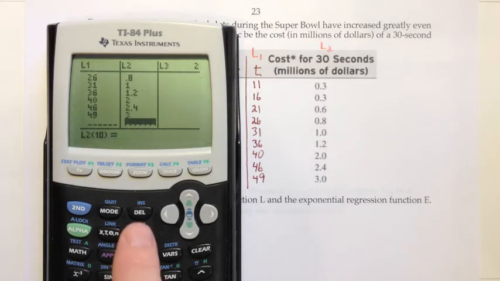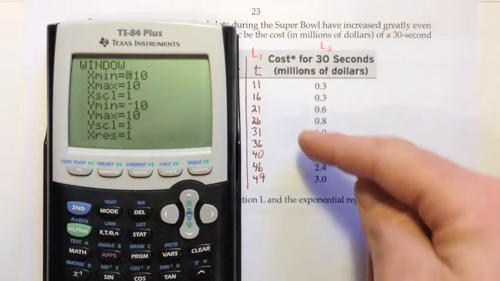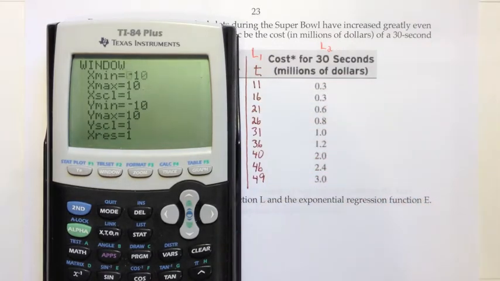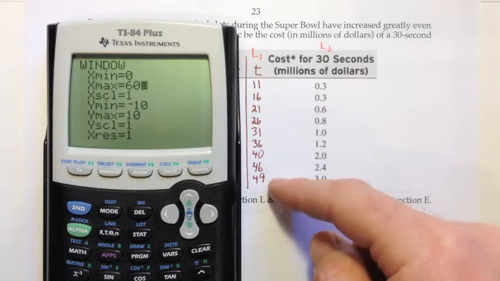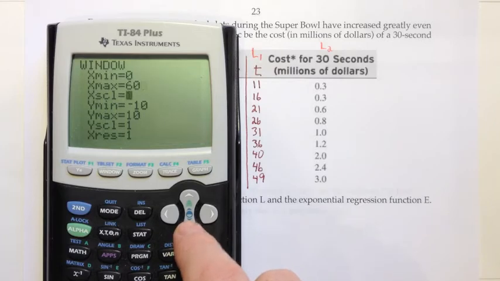But before I do a scatter plot, I want to make sure my window is correct. So I'm going to go to the window settings. Right now it's set for -10 to 10, but my input values go from 11 to 49. So it might be more appropriate to go from like 0 to 60. It's a little below this and above that, giving 10 years about, roughly, on each side. And then I could number in maybe 5-year increments.